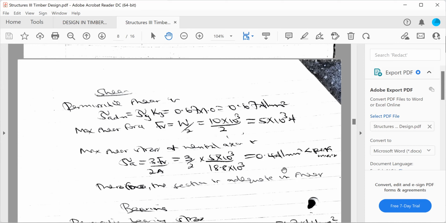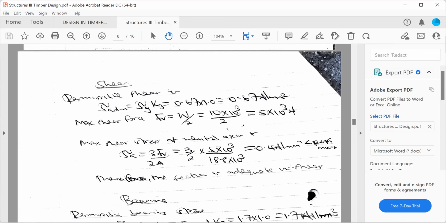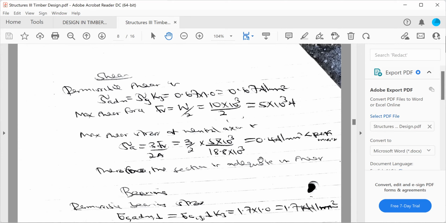Now apply the 0.4 Newton per millimeter squared. So our permissible was 0.67 Newton per millimeter squared and our applied is 0.4 Newton per millimeter squared. Now, since applied is less than the permissible, we say the section is adequate in shear. It means it will be able to overcome the shear from applied load because its capacity is 0.67, but the load is only subjected to 0.4.